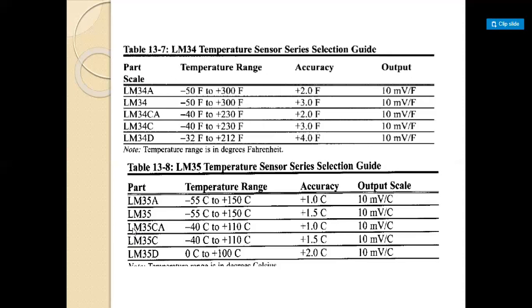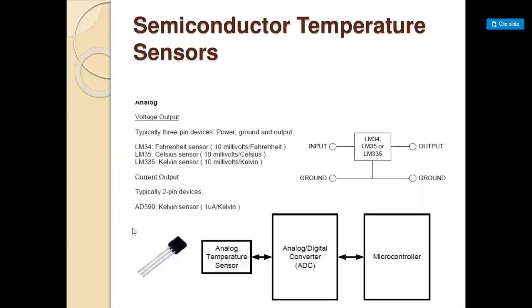Next is for the part 35. The LM35A's range is minus 55 to 150 C, accuracy is 1.0, and output scale is 10 millivolts per Celsius. And the LM35D is 0 degree Celsius to 100 degree Celsius, with 2.0 Celsius accuracy, and output scale is 10 millivolts per Celsius. Semiconductor temperature sensors are like that.